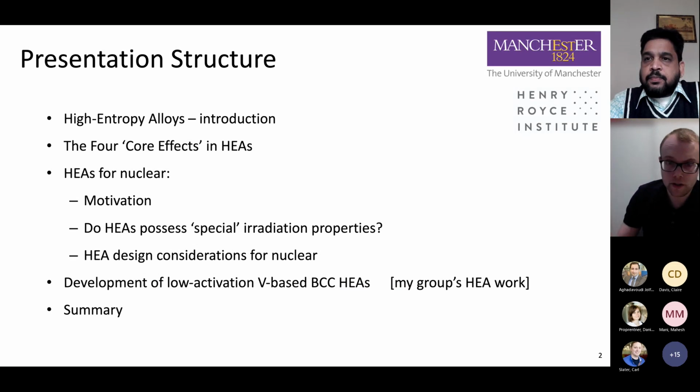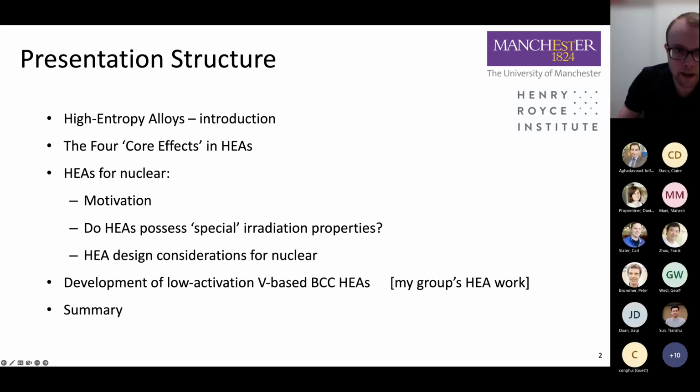This is the presentation structure. I'm actually going to begin by talking about high-entropy alloys generally, a general introduction, and we're going to talk about something called the four core effects that exist in high-entropy alloys, or are supposed to exist in high-entropy alloys. And then I'll talk about high-entropy alloys for nuclear, the motivation, asking whether they possess special irradiation properties, and the design considerations we have for nuclear, before talking about my group's own research, which is on low activation vanadium-based body-centered cubic high-entropy alloys, before summarising.